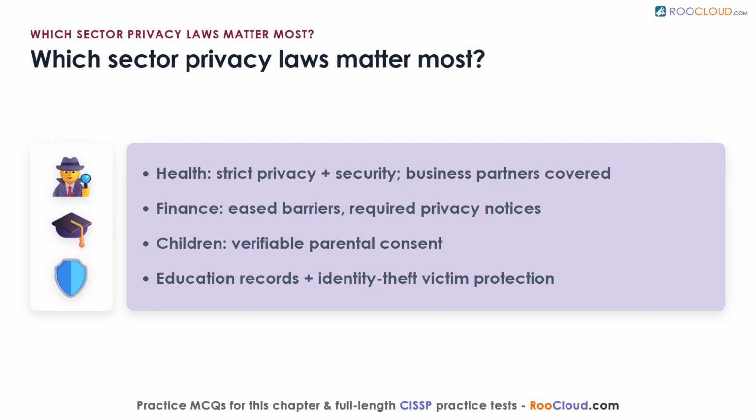Children's online privacy law demands verifiable parental consent before collecting data from young children. Education privacy law grants students and parents rights over school records at any institution taking federal funding. And identity theft law finally treats the victim, not just the defrauded creditor, as the injured party. Think of these as targeted patches, each sealing the gap in one high-risk industry.